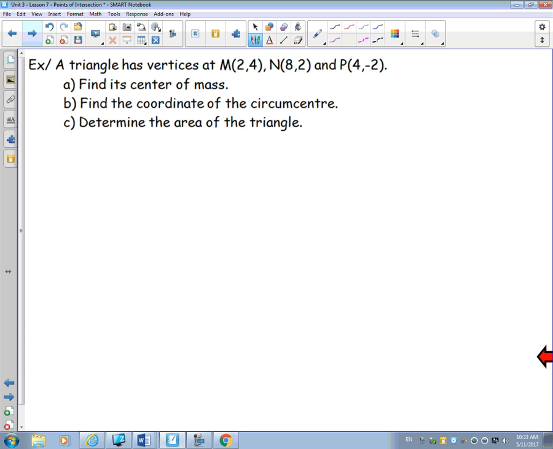So question 1. A triangle has vertices M, N, and P. Let's draw that out to get started on it. M is at 2 and 4. N is at 8 and 2. And P is at 4 and negative 2.